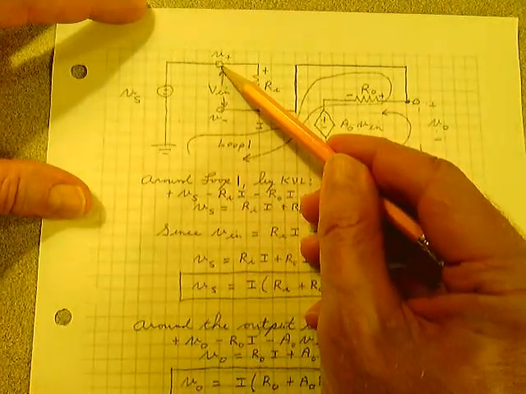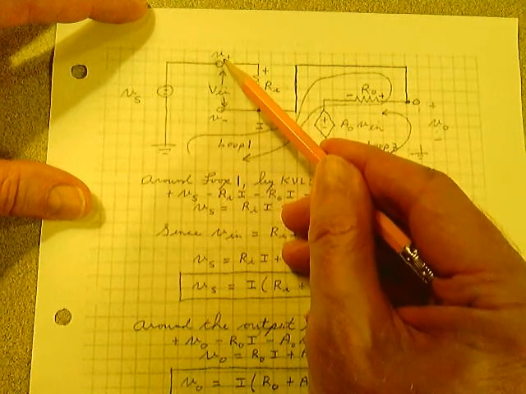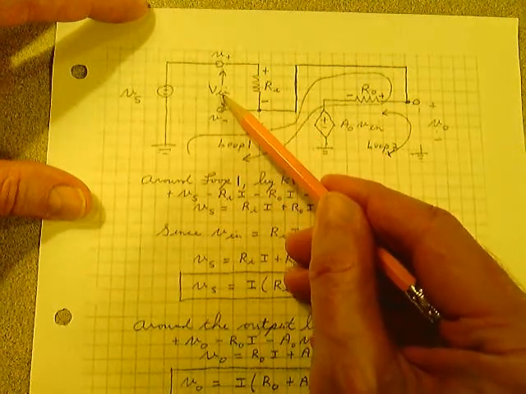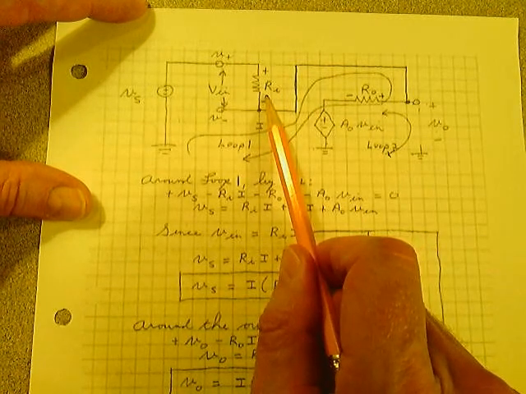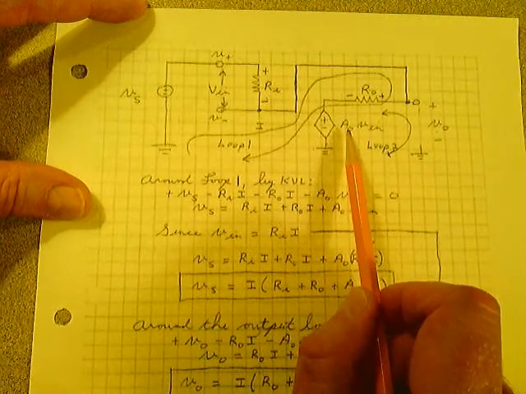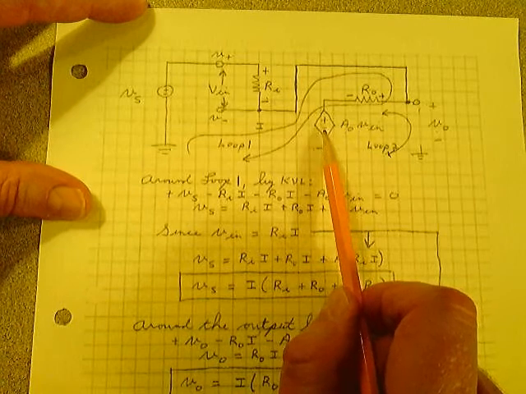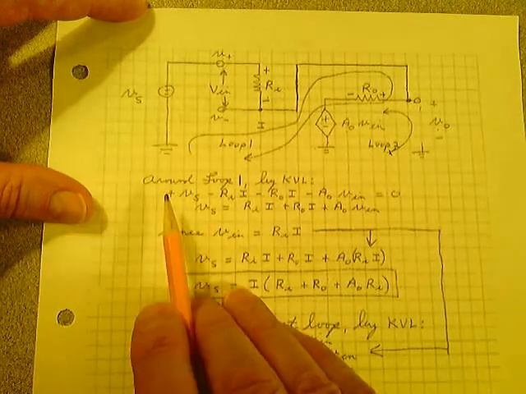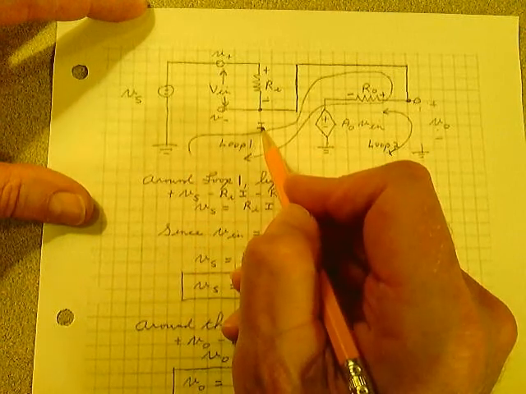I referred to this voltage here as Vn, which is the difference between Vs, V plus minus V minus. That's Vn. Here's our Ri, our input resistance, and here's our R out, our output resistance, and here's our voltage controlled current source, our dependent source. We're going to form two loops here. I'm going to form loop number one. I'm going to call it current I.